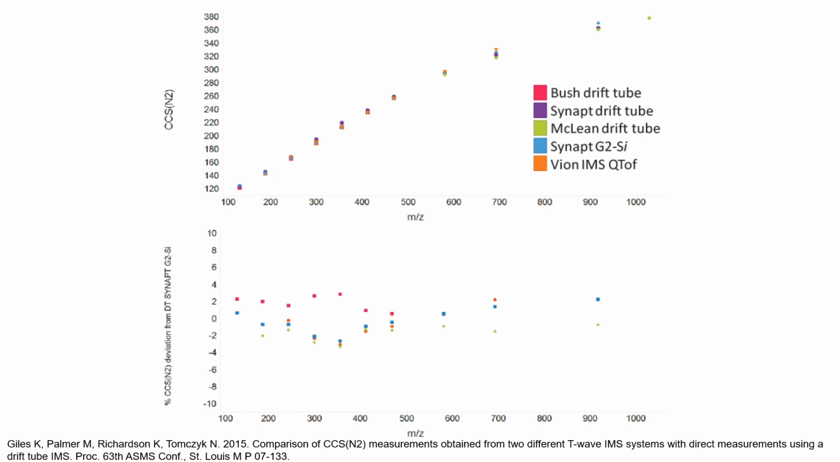Here at the top, we can see the absolute CCS values as a function of mass to charge for a group of analytes, and at the bottom we can see the percentage deviation of CCS of the same analytes, keeping the modified drift tube Synapt as a reference. And we can see that the difference between the two technologies is comparable to, or in some cases even lower than, the difference between drift tube values acquired by two different systems.